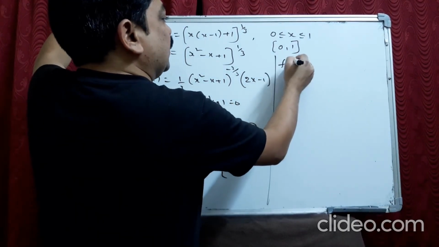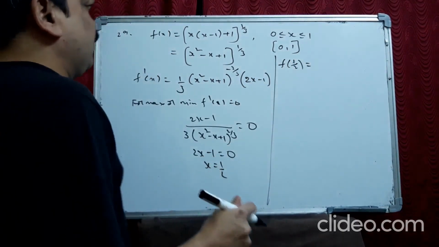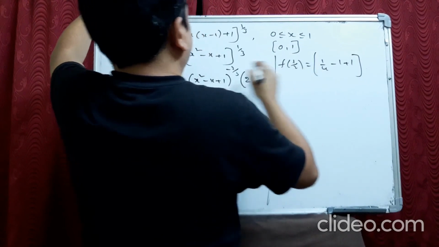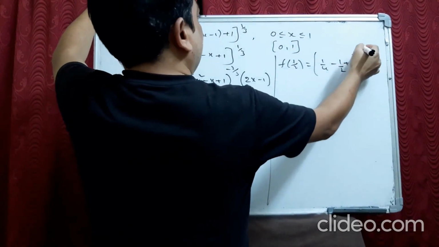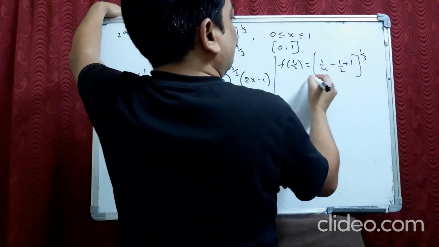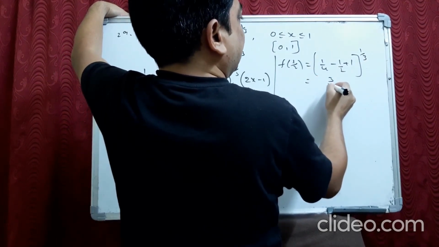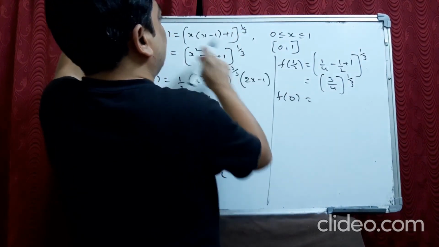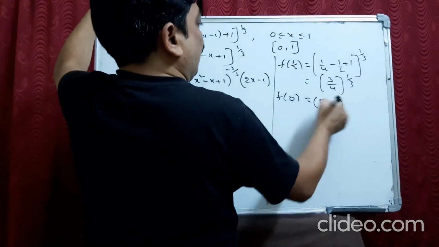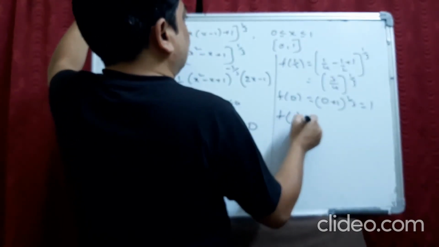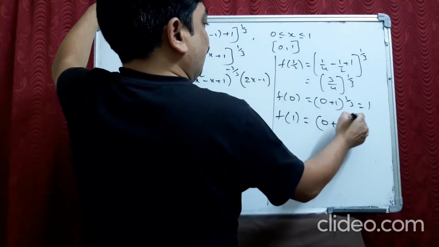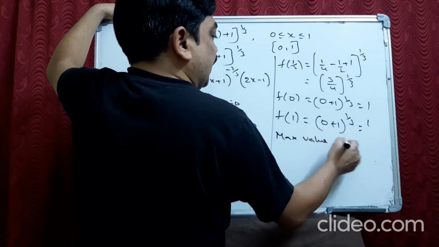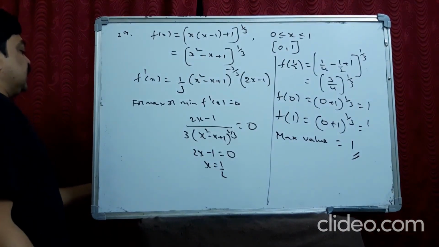So we find all the three values. When x is 1 by 2, it becomes 1 by 4 minus 1 by 2 plus 1, whole power 1 by 3. That is 1 by 4 minus 1 by 2 plus 1, which is 3 by 4 power 1 by 3. The other one is f of 0. f of 0 will be 0 plus 1 power 1 by 3. It is 1. And f of 1 also is 0 plus 1 power 1 by 3. It is 1. So they have asked us to find out the maximum value. So maximum value is 1. Yes, it is right. Okay.